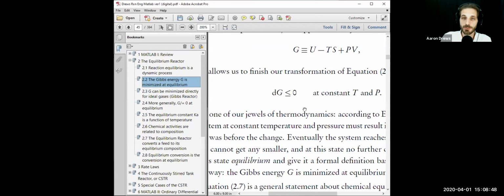If you can't make Gibbs free energy any lower, then you have reached equilibrium. That's our definition of equilibrium.